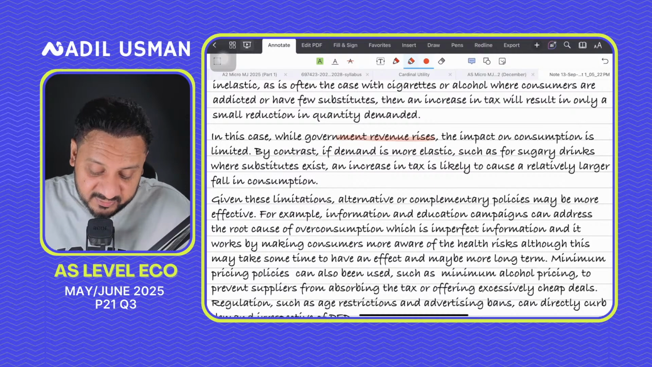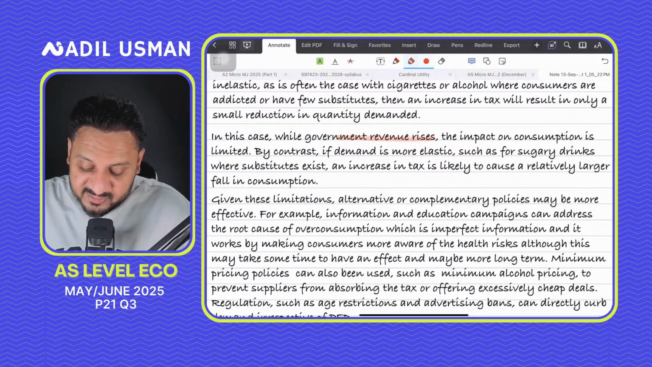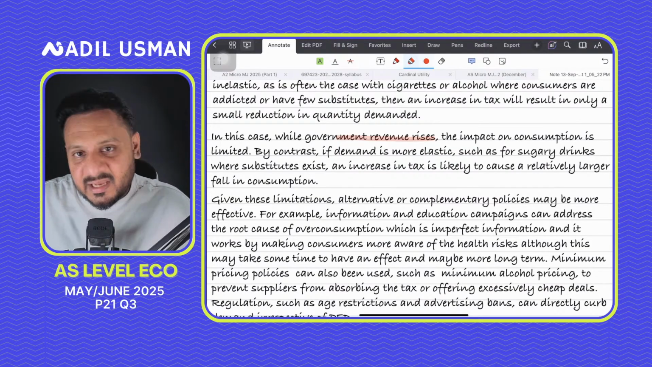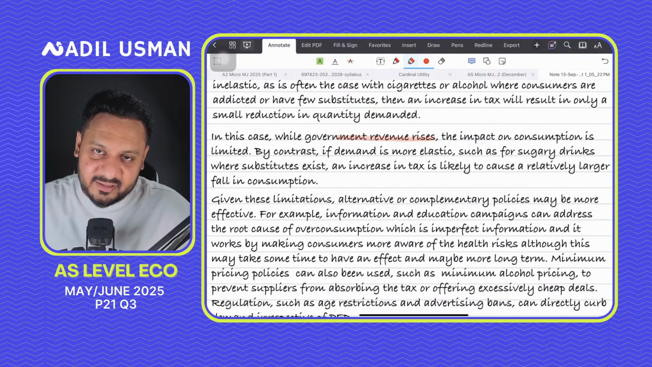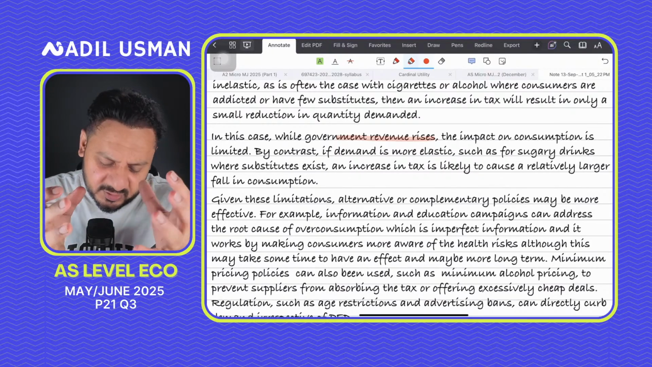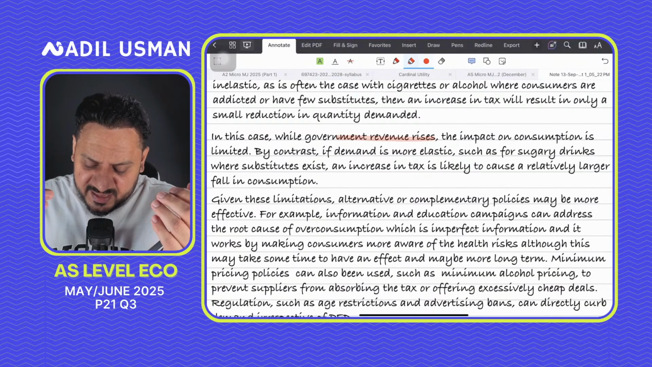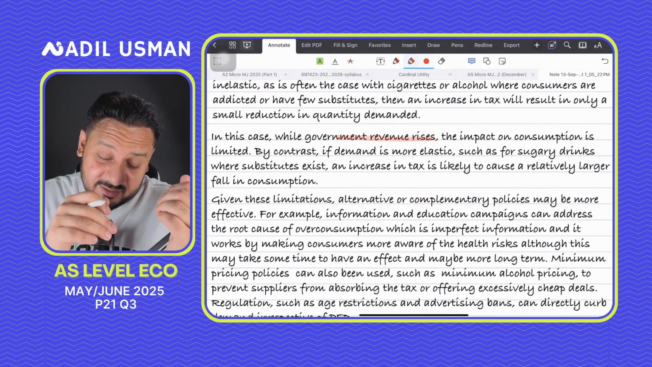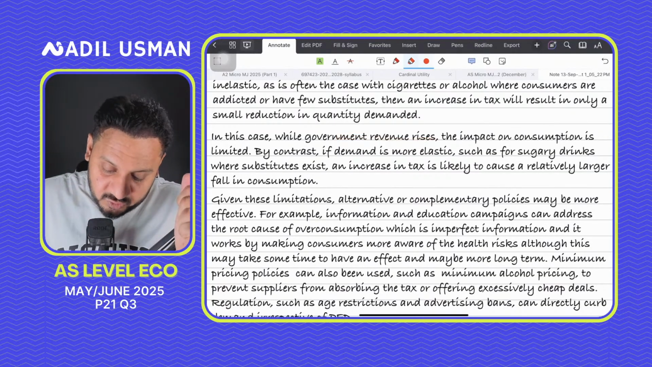By contrast, if demand is more elastic, such as for sugary drinks, where substitutes exist, so demand is more elastic for sugary drinks, which is very clear because more substitutes exist in terms of brands and even healthy substitutes as well. So an increase in tax is likely to cause a relatively larger fall in consumption. This is a very good point that you should be mentioning, that I've written here.